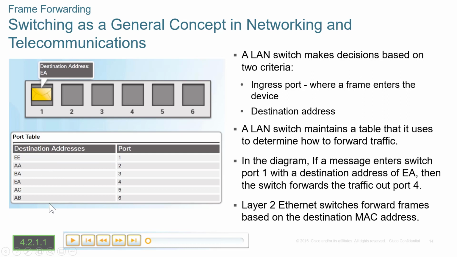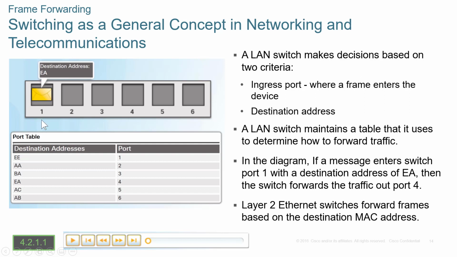Now, remember, the port table, the MAC address table, gets built by looking at the source MAC address of each frame as it comes into the switch. So the first time a frame comes into port 1 with a source address of EE, it fills out the port table. The first time a frame comes into port 4 with a source address of EA, it now knows that EA is on port 4 and AB is on port 6. So it takes it a little while to build up this port table based on traffic.